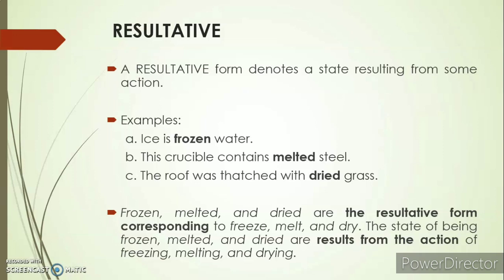Frozen, melted, and dried are the resultative forms corresponding to freeze, melt, and dry. The states of being frozen, melted, and dried are a result of the actions of freezing, melting, and drying.